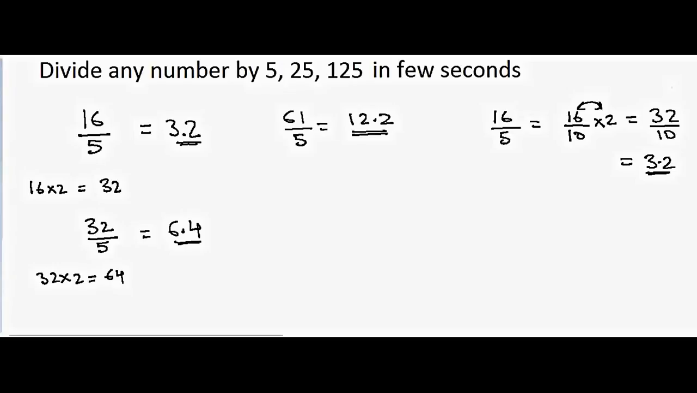The same trick can also be used to divide by 25. In this case, suppose I have 16 and I want to divide by 25. Instead of multiplying by 2, I will multiply by 4. So 16 times 4 is equal to 64. So my answer will be 64, and now I'll put a decimal after two digits from the right. So that will be equal to 0.64. That's my answer.